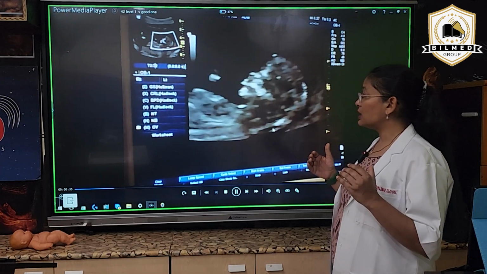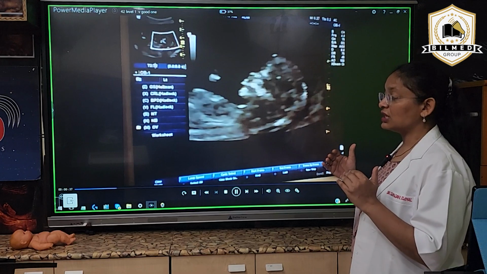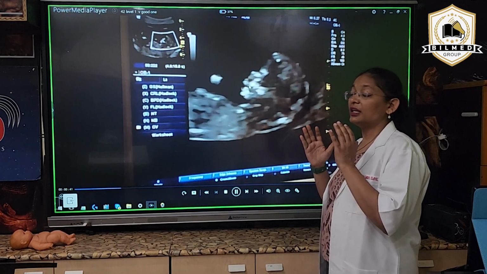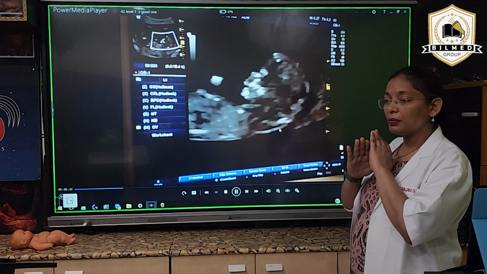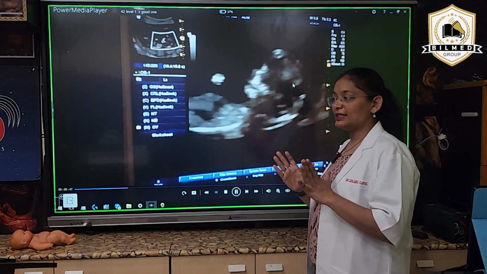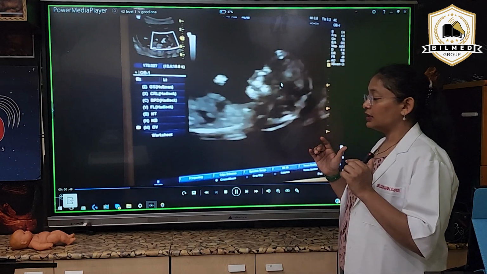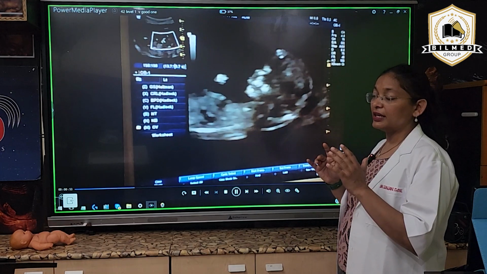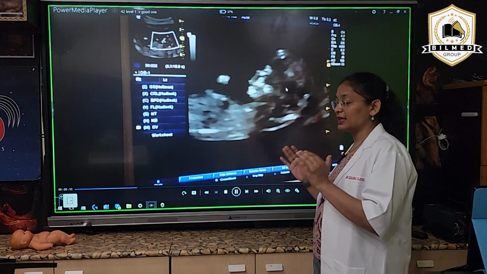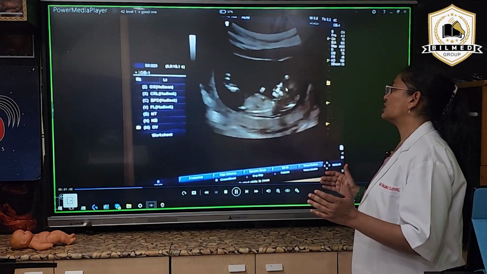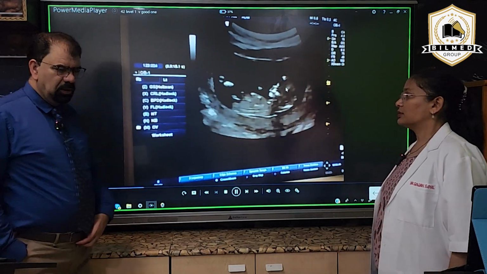And basically in nuchal translucency, we have to see the nasal bone properly in the mid-sagittal section, and there should not be any hockey stick appearance. It should be a midline section, and the nasal bone should not be confused with the tip of the nose. The nasal bone is seen separately, and a hard palate is also seen. So this was some briefing about the nuchal translucency.